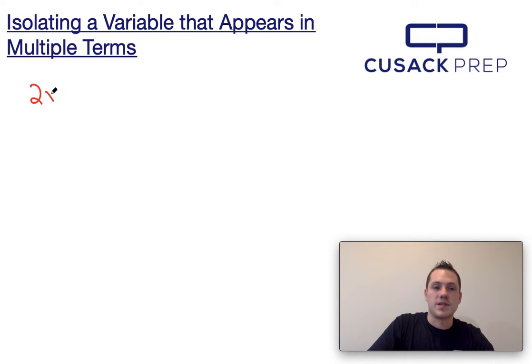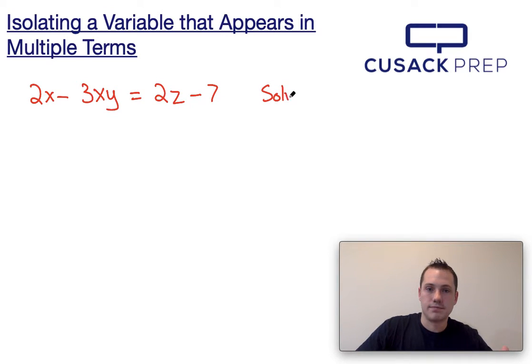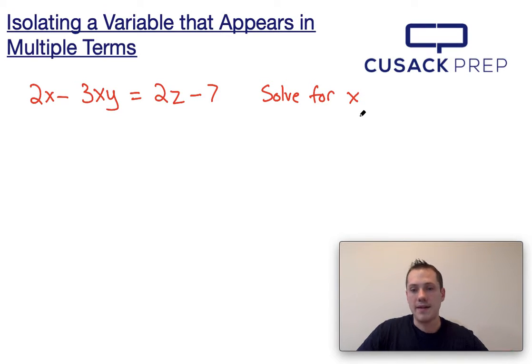Maybe we're presented with 2x minus 3xy equals 2z minus 7. So what we have here, let's say I told you to solve for x. So what we have here is a variable that appears in more than one place. In this case, that variable is x. So what do we do to get it alone?